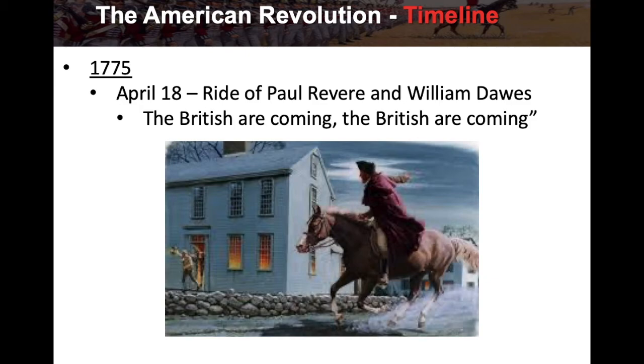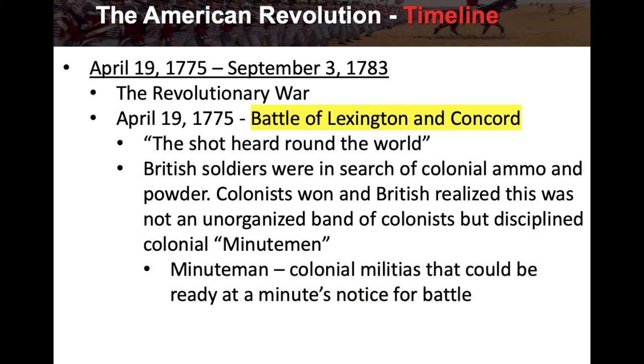Okay, so the next day, April 19th, 1775, begins the Revolutionary War. And so you can see the dates of it up there, April 19th, 1775 to September 3rd, 1783. So the Revolutionary War lasted a little more than 8 years.